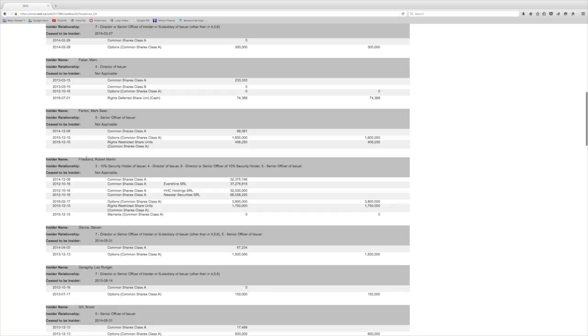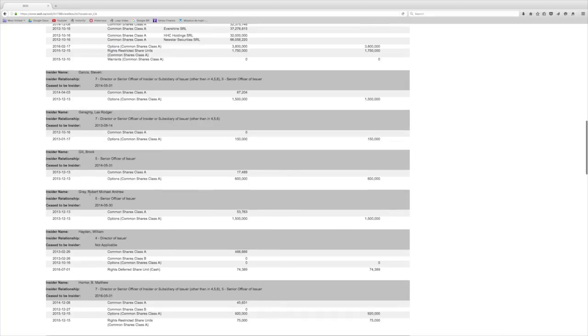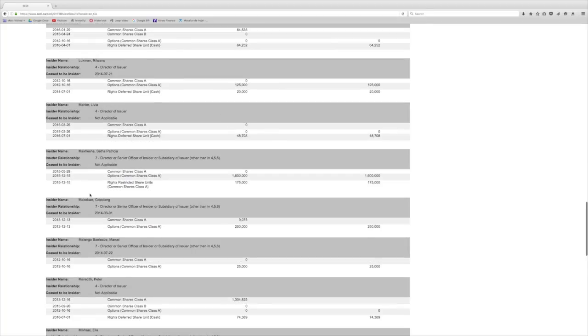Robert Friedland, the promoter. Okay, here's all the details. When the shares became his, and how many shares he's getting. This is a ton of shares. Like, you can make a swimming pool of these shares and just swim in them. A lot of other names here, a bunch of people I don't really know, a ton of people.